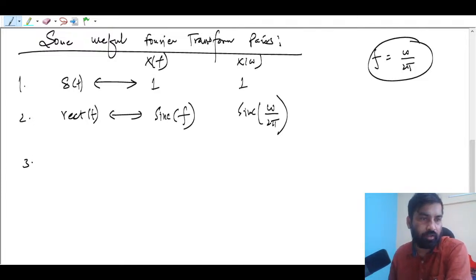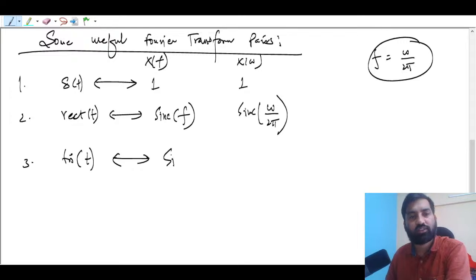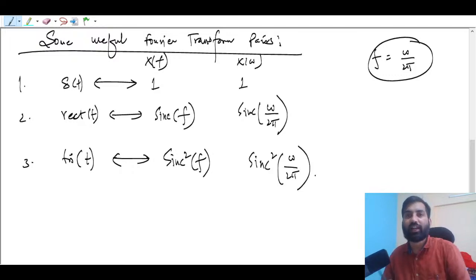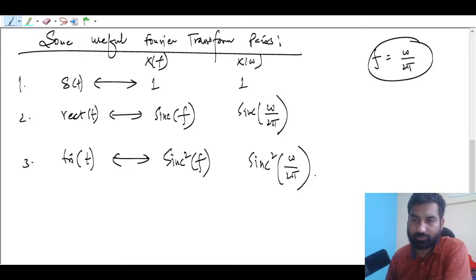Third, suppose we have a triangular function, triangular t. So triangular t has the Fourier transform sinc square f, and in omega form sinc square omega by 2 pi. So rectangular has the Fourier transform sinc and triangular has the Fourier transform sinc square.